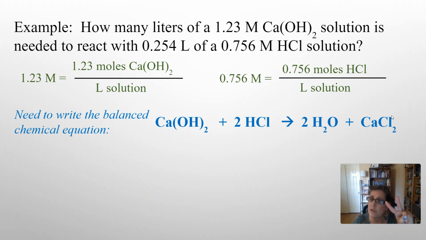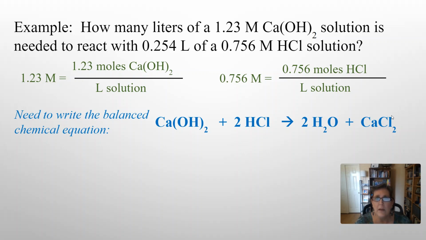Calcium is +2. We got to check the charges. Cl is -1. So it's a 2-1 combo. Calcium is +2, Cl is -1. So we need 2 Cls to go with the calcium. I left off the states just because I was running out of room. But when you write reactions, you need to write the states down. Okay, so let's do this calculation.